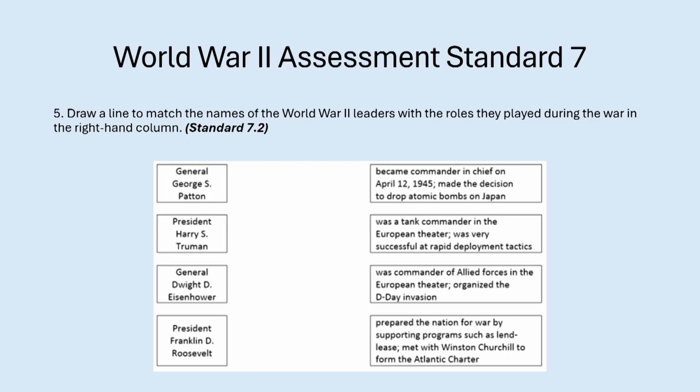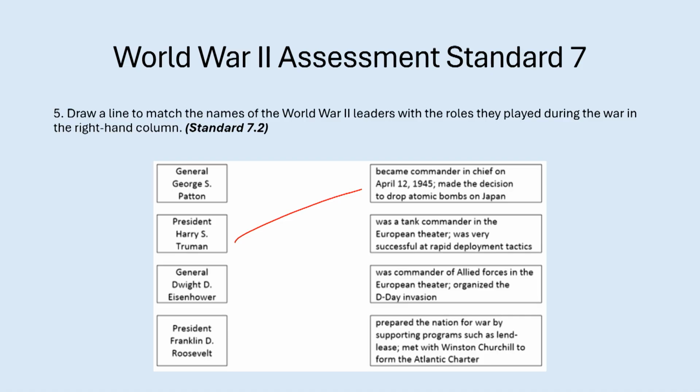Once again, some of the questions, of course, won't be multiple choice. Sometimes what we have to do is match by drawing a line. We've done one of these before. General George S. Patton, Harry Truman, Dwight Eisenhower, President Franklin Roosevelt. The easiest way for me to do this is I just go to the right over here and look and see who did what. Well, I know that Truman was a president and Roosevelt was a president, okay? All right, it says, became Commander-in-Chief April 12, 1945, made the decision to drop the atomic bomb. Well, I know that's Truman.